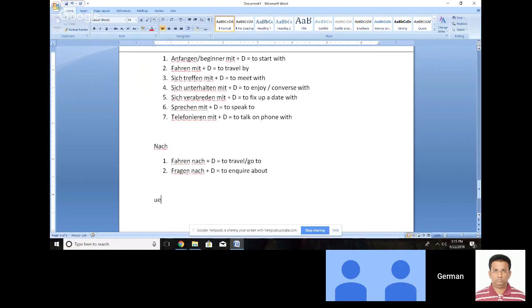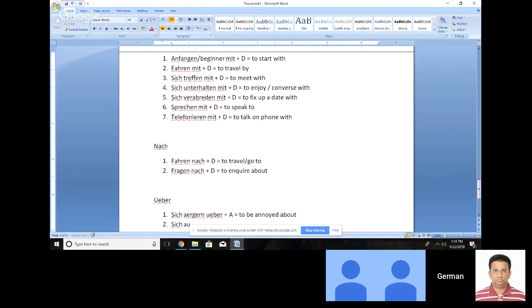Next we have über, U umlaut. Sich ärgern über, E umlaut, plus accusative is to be annoyed about.